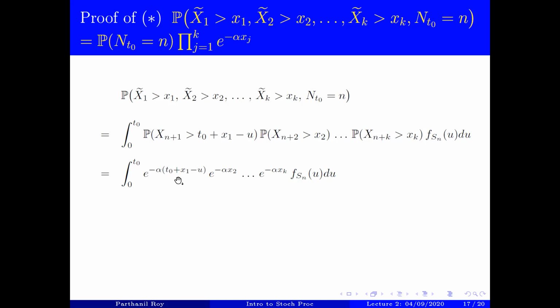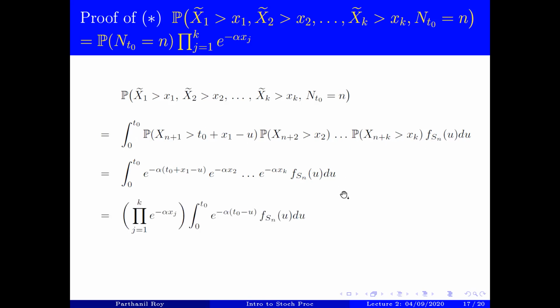So the survival function would be just e power minus alpha times the point here. So e power minus alpha x2, for example, will equal this guy. E power minus alpha xk will equal this guy, and so on. Similarly, this one would be e power minus alpha multiplied by t naught plus x minus u in the bracket. So this whole thing would be like that.